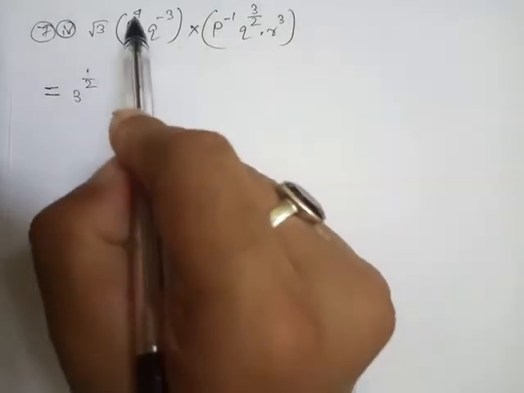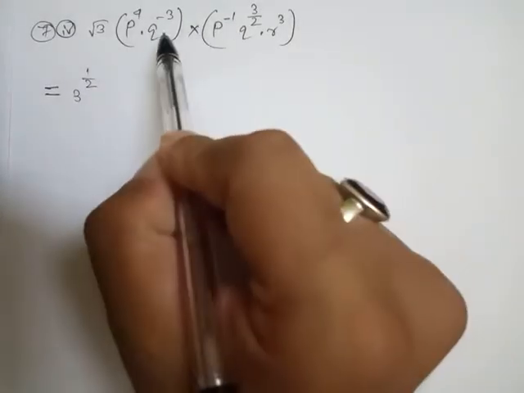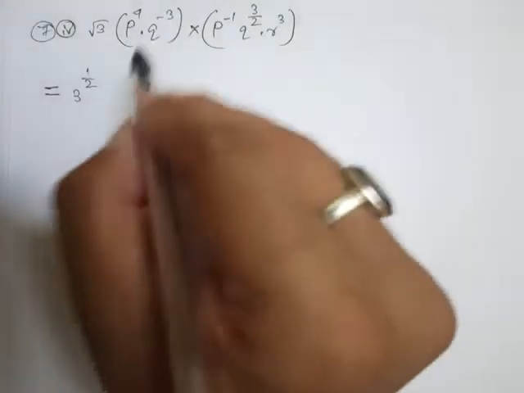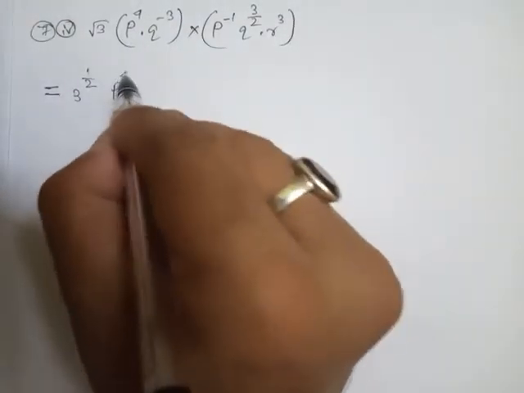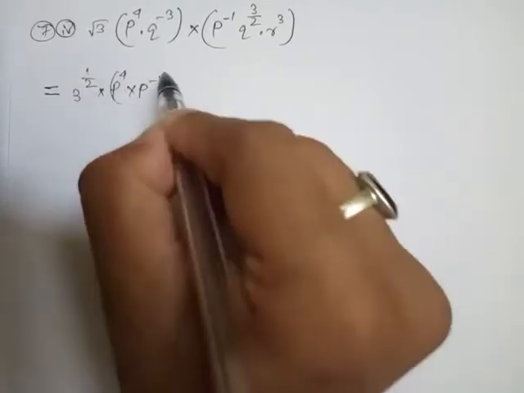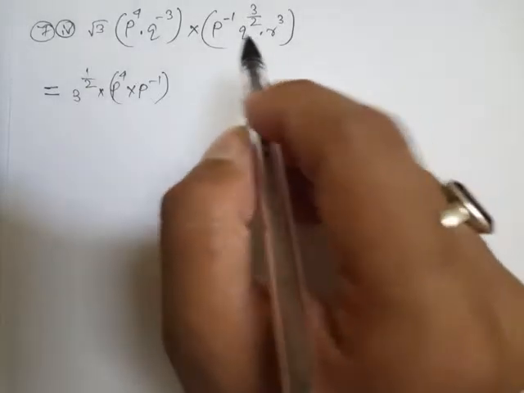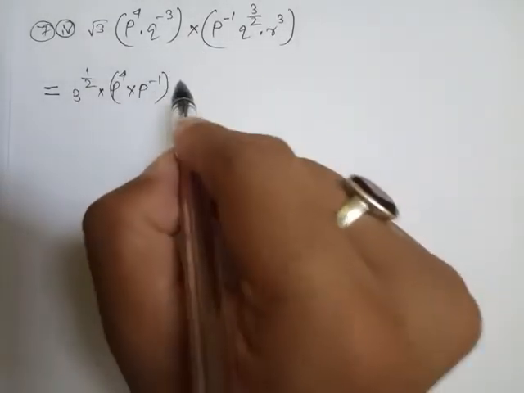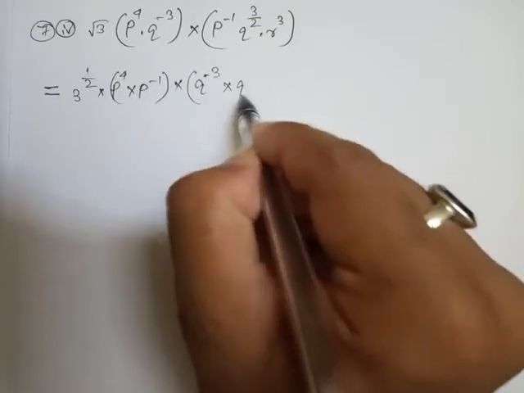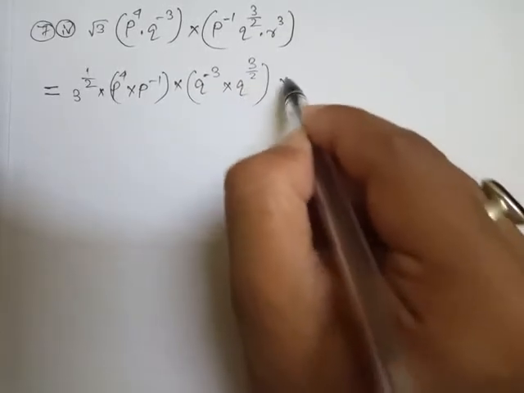Look here, that is p to the power 4 and p to the power minus 1. There is q, and this is r. So we'll just make one pair like this, p to the power 4 into p to the power minus 1 in one pair. Since these all are in multiply, we can make the pair easily. Then q to the power minus 3 into q to the power 3 by 2 into r cube.